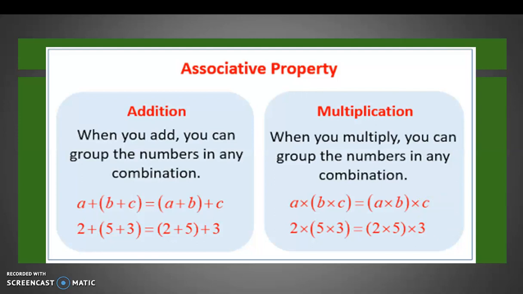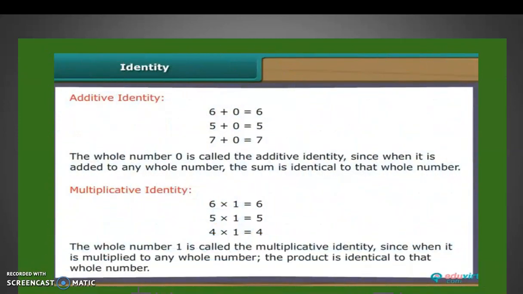The next property is about the identity elements. The additive identity. Additive identity means a number which, if we add to the given number, the answer remains the same. The whole number 0 is called the additive identity, since when it is added to any whole number, the sum remains the same, or it remains identical. If we add 0 to 6, it will be 6. If we add 0 to 7, the answer will remain as 7.